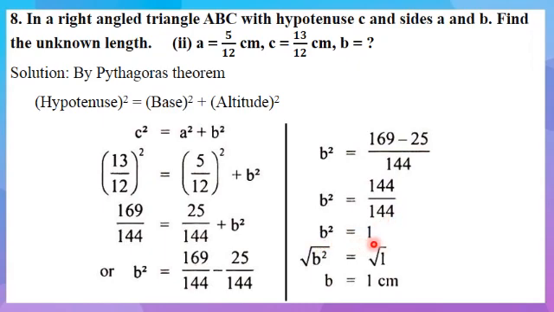To cancel this square, we will apply the square root on both sides, and square root will be cancelled out, and the b will be equal to 1 centimeter. So the missing value is 1 centimeter.